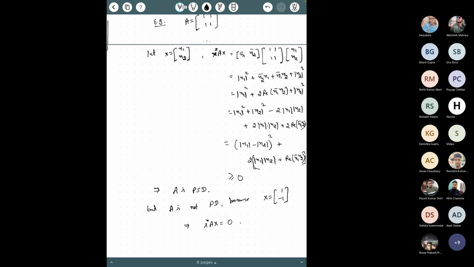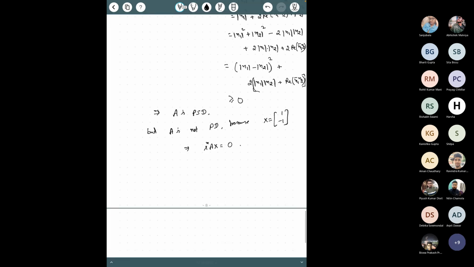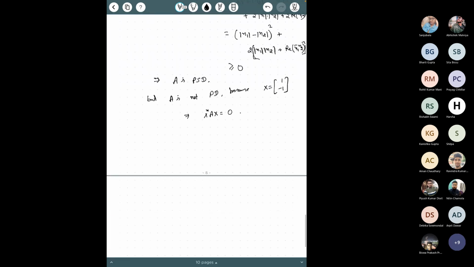Okay. Now you can show that if A is positive definite, then all its eigenvalues are positive. So you can write this as a result: suppose we have a positive definite matrix. Then all eigenvalues of A are positive. That means if lambda is an eigenvalue of A, then lambda has to be greater than 0.